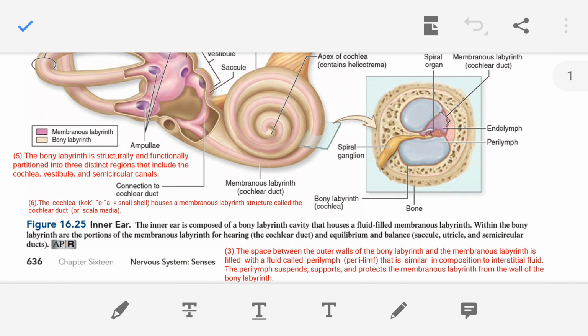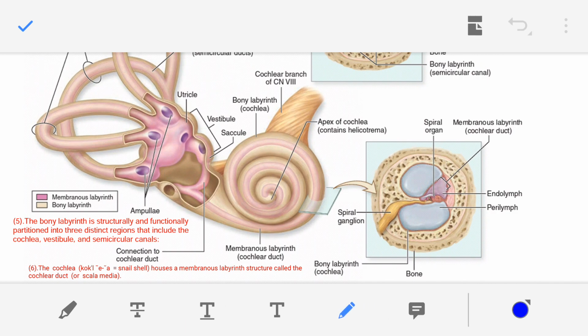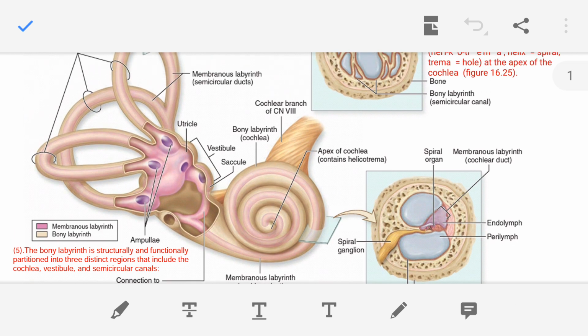Then see the cochlea, the outer part of the cochlea. This portion, or this portion, here it is written bony labyrinth. This one is the cochlea, this entire structure is the cochlea. So this is also a part of the bony labyrinth.